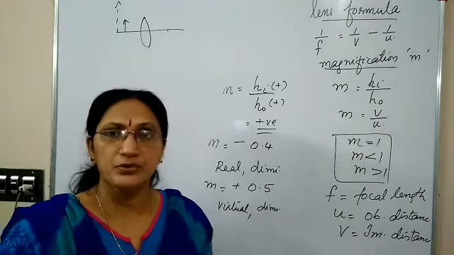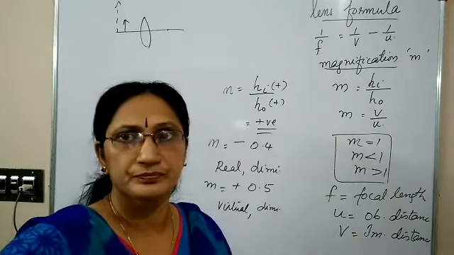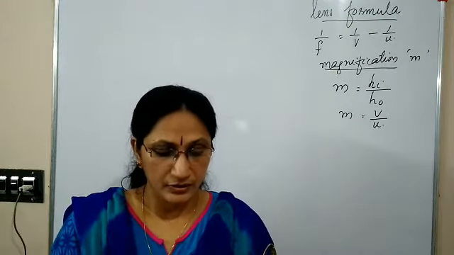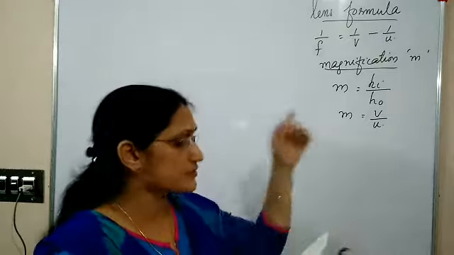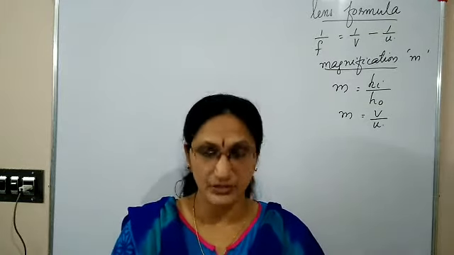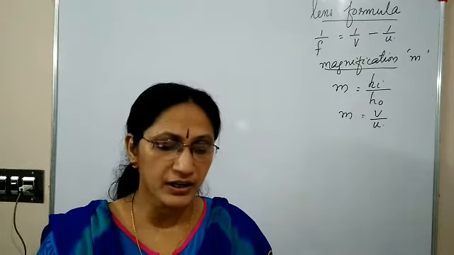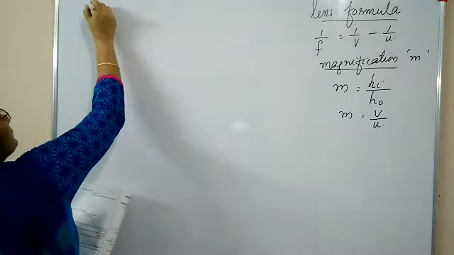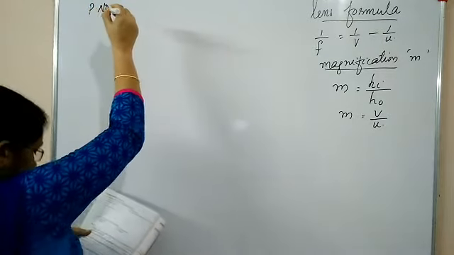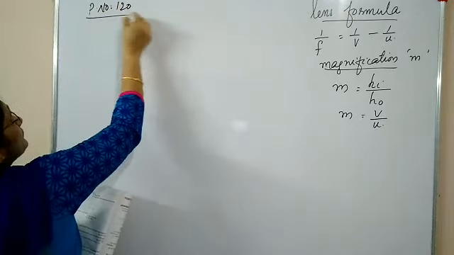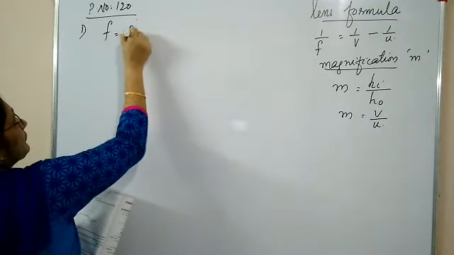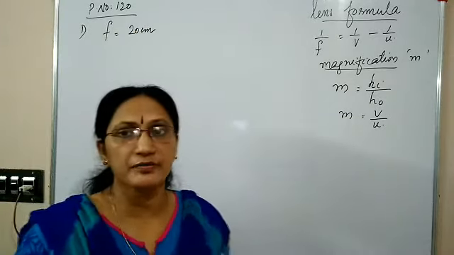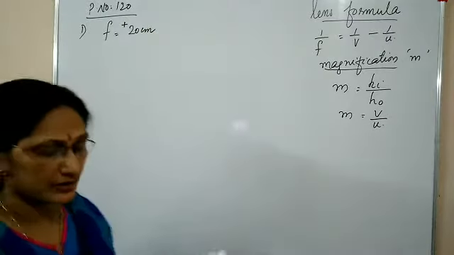Now we will solve some numericals based on this formula. Page number 120. There are 5 numericals given based on this formula. First question, page number 120, first numerical. The focal length of a convex lens is 20 centimeter. You have to put the sign. It is given convex lens, so a positive sign is to be given.